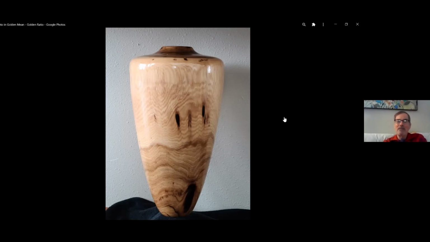Steve, are you there? Yeah, it's missing a top. Oh, it's missing a top. Okay, you got narrow, you're saying. Yeah, the proportions, I don't see the golden mean in that one anywhere. Yeah, other than that's the narrowing.